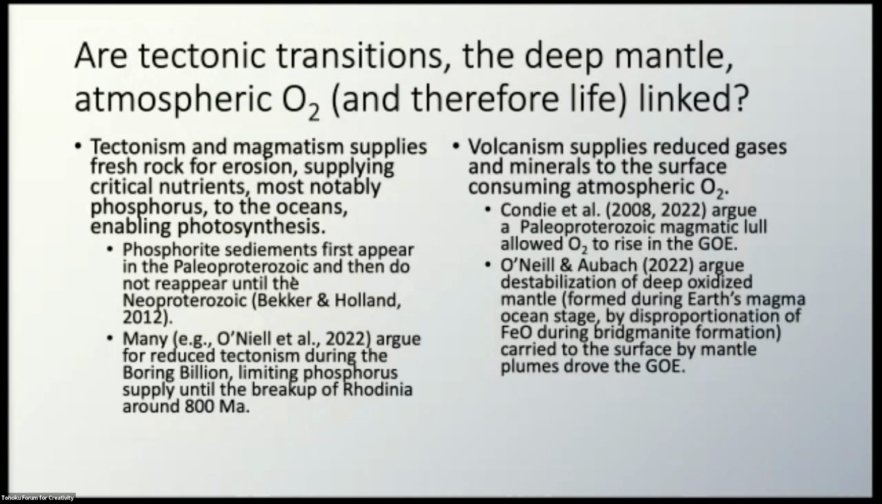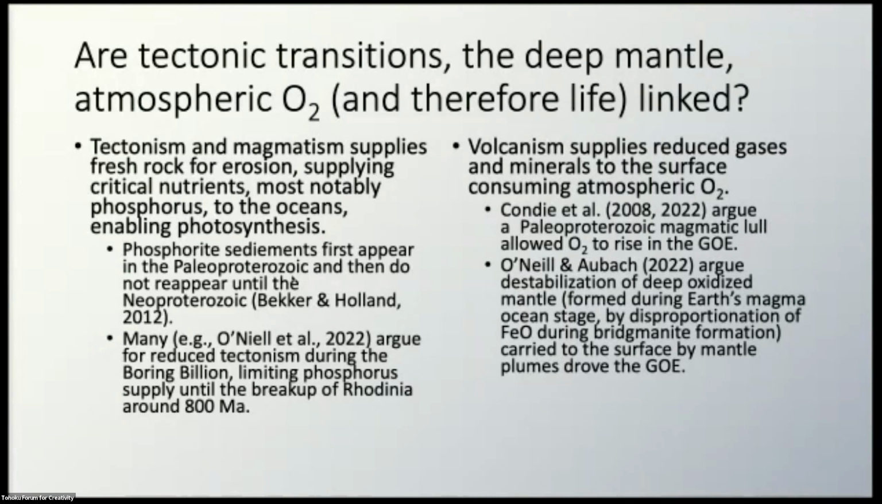So here's the big question: are tectonic transitions of the deep mantle and atmospheric O2 linked? Tectonism and volcanism have two effects. One is that volcanism and tectonism deliver nutrients to the ocean, without which there's no life. Phosphorus is a key thing in photosynthesis. If you don't have phosphorus in the ocean, you can't evolve photosynthesis and can't get an oxidizing atmosphere. So maybe tectonics is what drives this. And some people think that a lack of tectonics at the end of the Neoproterozoic basically shut down life to a fair amount, and the oxygen couldn't rise anymore.